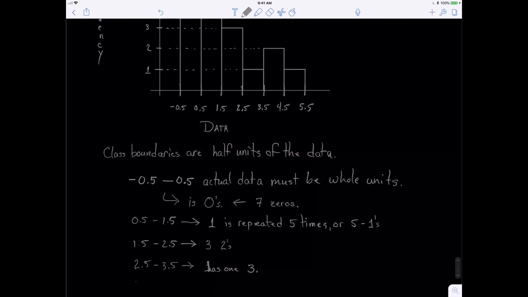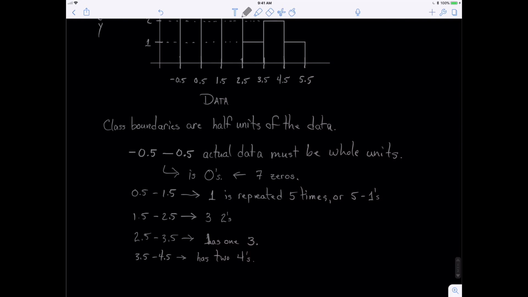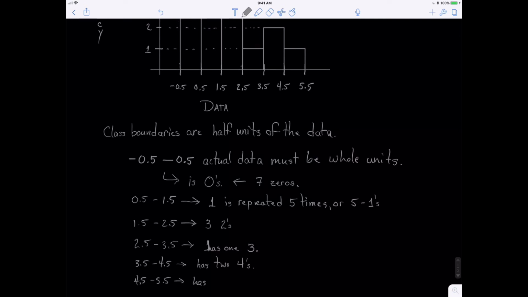And then in the next case, from 3.5 to 4.5, the only whole number in there is 4, so we can say the next data has 2 fours. And finally, our rightmost class, our last class, is 4.5 to 5.5. Well, that has 1. The only whole number between 4.5 and 5.5 is 5. So it has one 5.